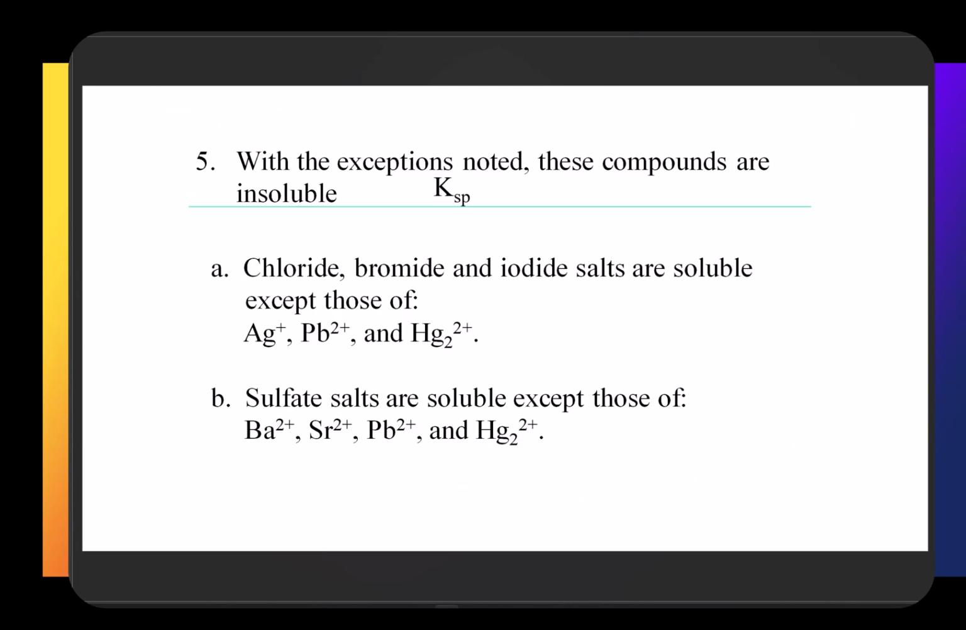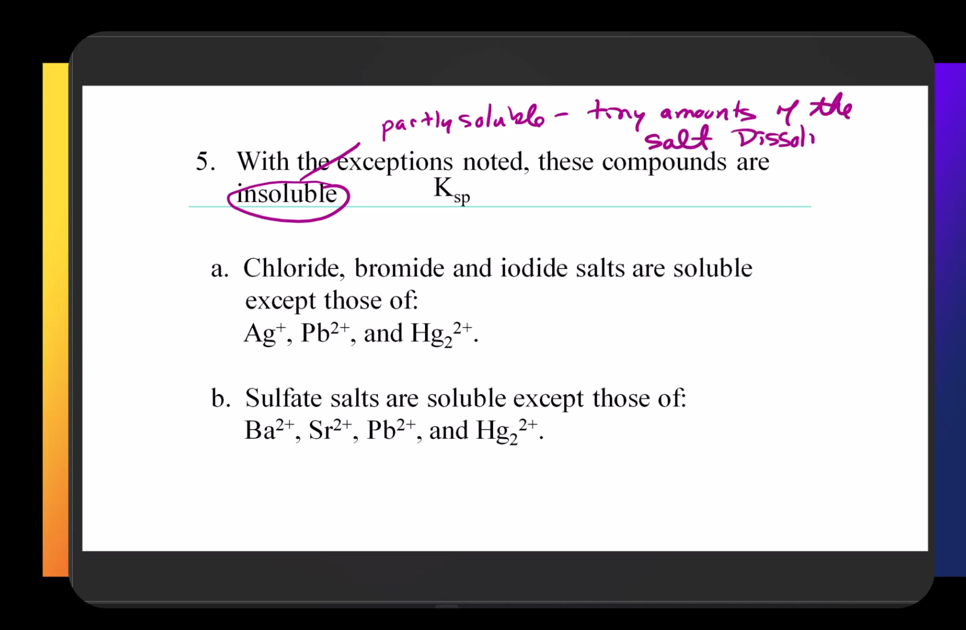Not all compounds behave this way. Some compounds are called insoluble. To a chemist, insoluble doesn't mean 100% not dissolving. It means partly soluble. It means that tiny amounts of the salt dissolve. You'll see that these compounds dissolve according to an equilibrium. And because they're involved in an equilibrium, they have an equilibrium constant. We abbreviate that equilibrium constant by KSP. You'll see that SP stands for solubility product.